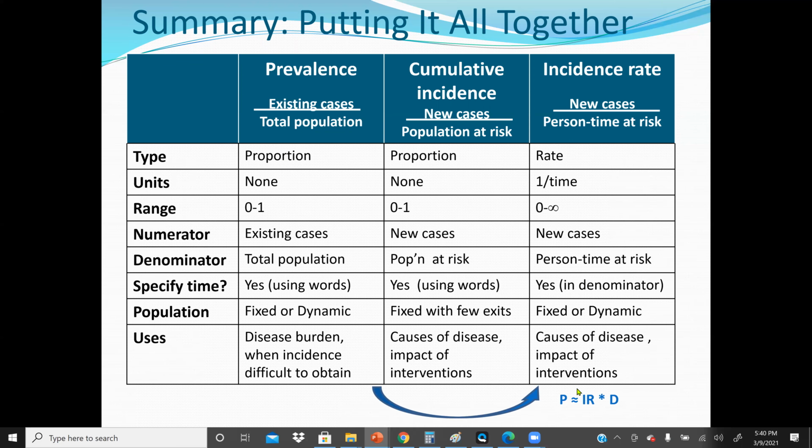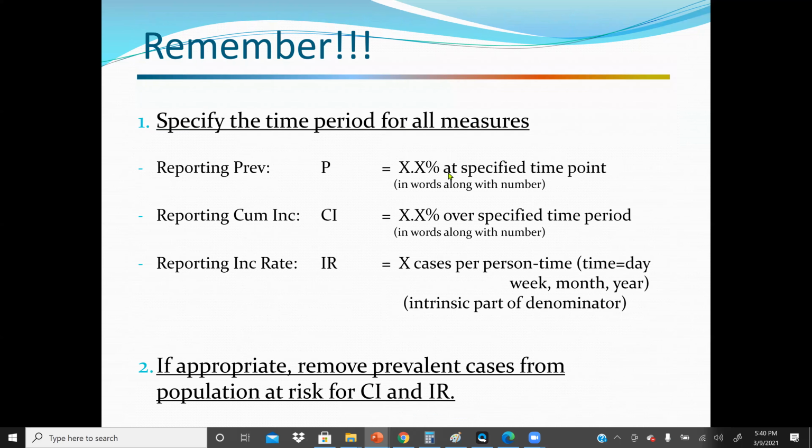So again, to find the prevalence, it's always the incidence rate times the duration of the disease. So to find the duration, it will be prevalence divided by the incidence rate. And D is the duration of the disease. So we should remember this, again: reporting prevalence, cumulative incidence, and incidence rate. Those are the main three things we cover in these lectures.